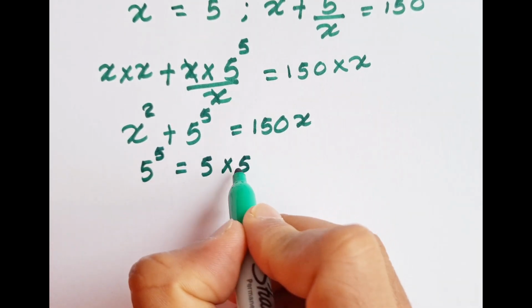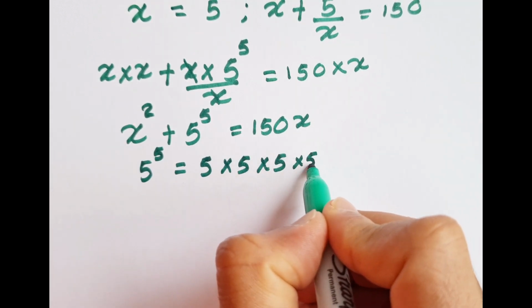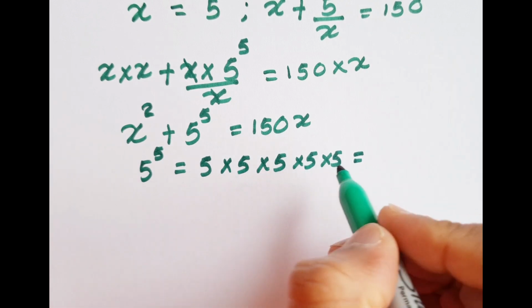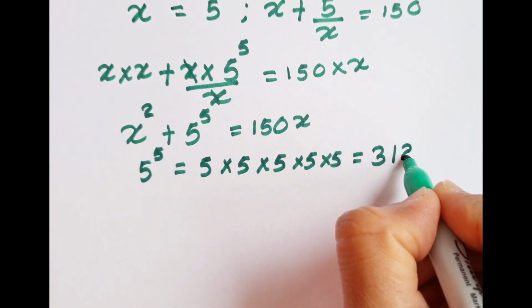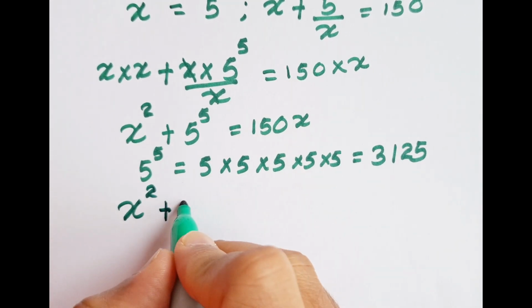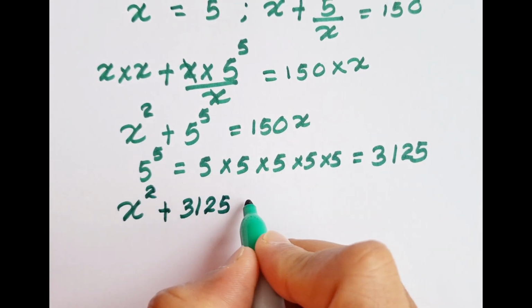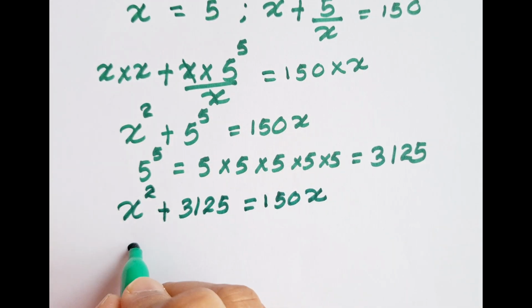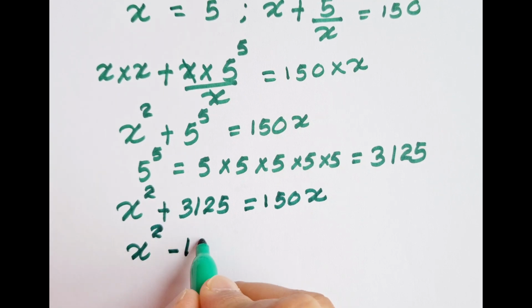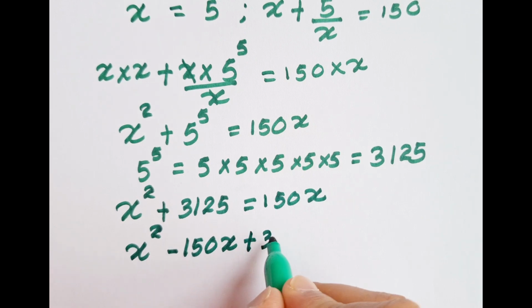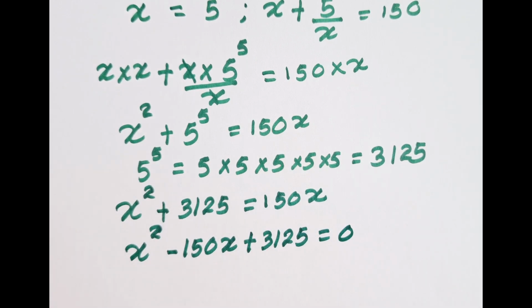We know that 5 to the power 5 equals 5 times 5 times 5 times 5 times 5, which is equal to 3125. Now x square plus 3125 equals 150 times x. Now I am going to take this 150 times x to the left side, then it will become minus 150 times x. Then we have this nice quadratic equation.